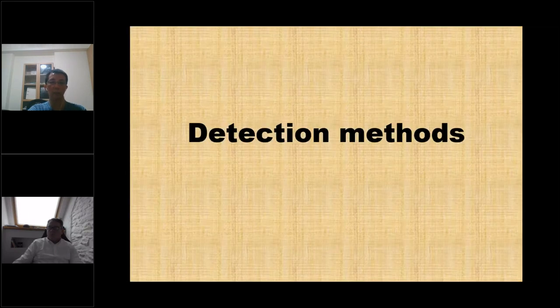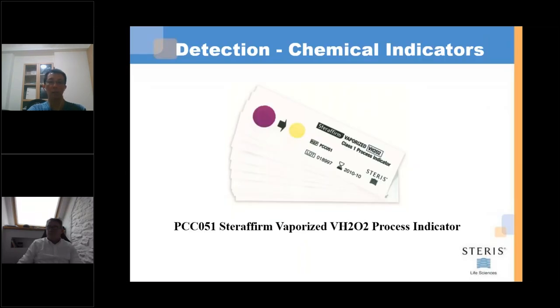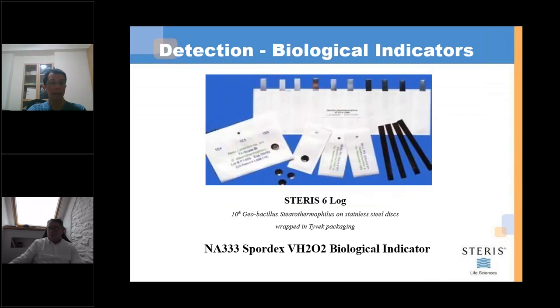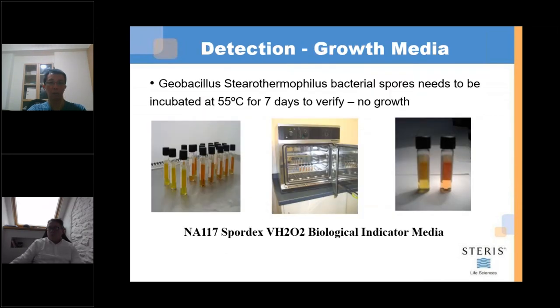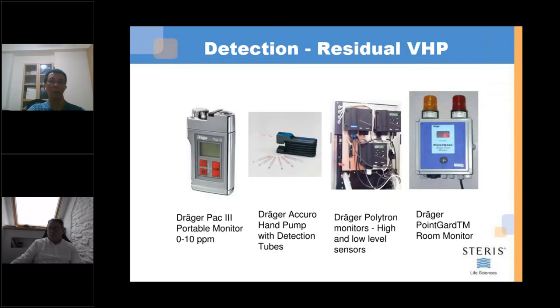So how do you detect it? We can use different indicators. In this case, chemical indicators like this one will change from purple to yellow in the presence of HP gas. BIs are the gold standard, and basically we want to make sure that after being exposed, they are incubated at 55 degrees Celsius for a week to ensure there's no growth, right? And we can also detect it using sensors. In this case, we use Dräger sensors.